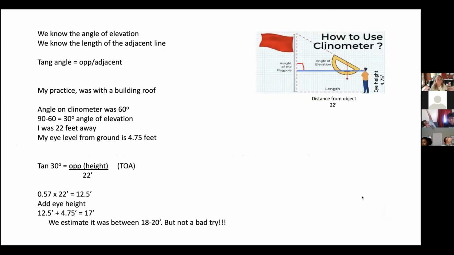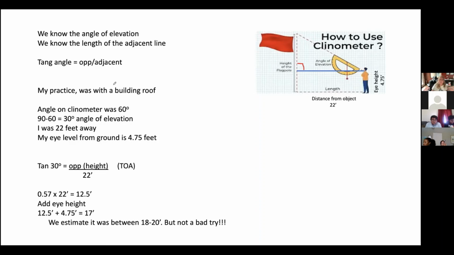So you've determined your angle of elevation, and we know the distance of the adjacent line. This guy is measuring a flagpole, and he's using that same clinometer. We're going to use the tangent. If we know the angle of elevation, opposite over adjacent, TOA. So I practiced with a building roof. I did this yesterday, and the angle on my clinometer was 60 degrees. So 90 minus 60 is 30. 30 degrees is going to be my angle of elevation.